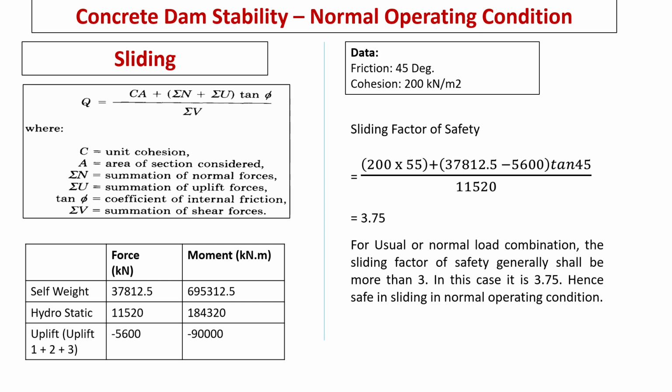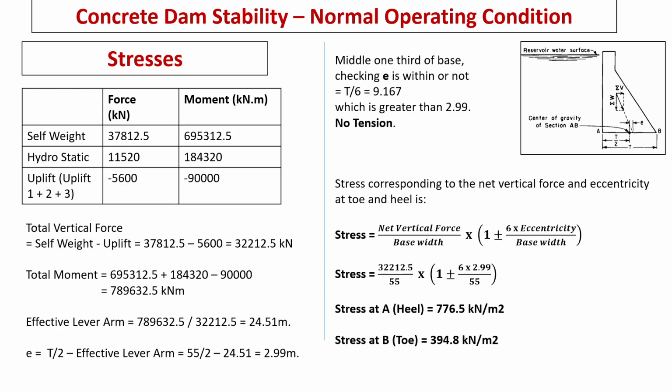Here the area of section is considered as the base width of the dam block multiplied by 1 meter, as explained already that out of the plane we are considering 1 meter thickness of the dam block. Substituting these values we get the factor of safety as 3.75. This is more than required, that is 3 for normal operation. Now we will see the stresses.